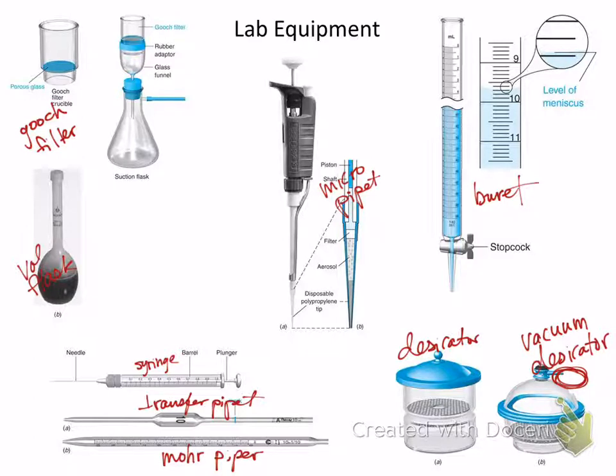Syringes, transfer pipettes, and more pipettes. Notice that the transfer pipette contains a specific volume. The more pipette, you deliver volumes between graduations. We also have desiccators and vacuum desiccators. These are containers that we'll each have access to when we need to keep samples dry and away from humid air. This is just a short list of some of the more specialized equipment that we'll run into this semester, but important stuff to be familiar with.